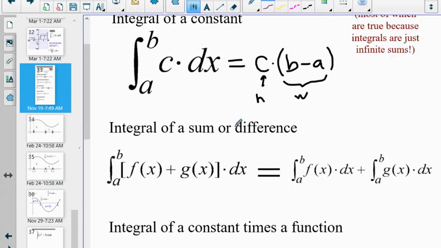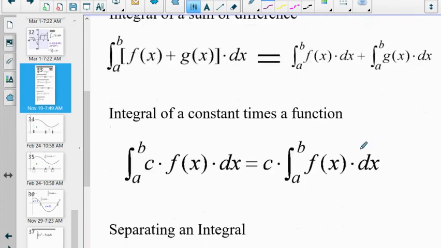Integral of a sum or difference, this is along the same lines: if I'm adding two things together, I can change how I add up all the individual pieces, similar to derivatives. If I've got the integral of this thing plus that, I'm allowed to break that up and look at those two integrals separately. This will come in handy when we get to more complicated integrals. We're allowed to break it up.